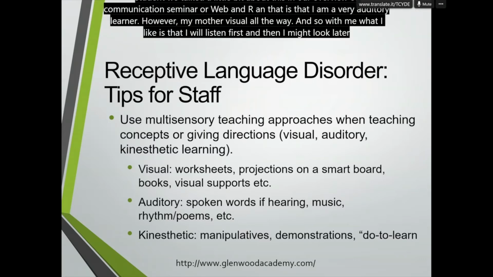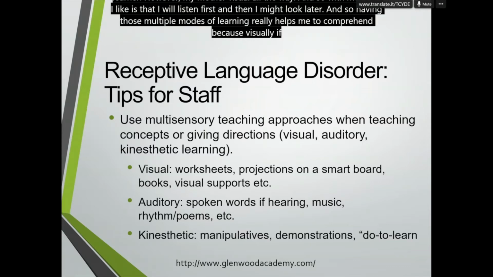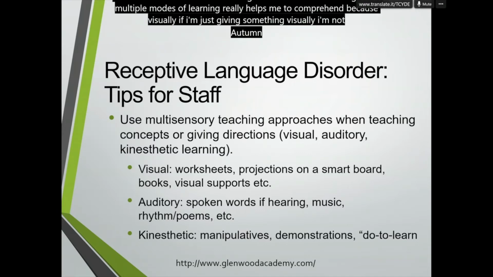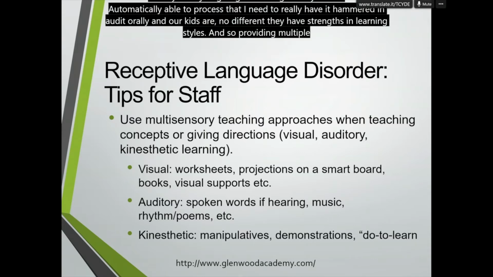Having those multiple modes of learning really helps me to comprehend, because if I'm just given something visually, I'm not automatically able to process that. I need to really have it hammered in auditorily, and our kids are no different. They have strengths in learning styles, and so providing multiple learning styles could be very helpful.